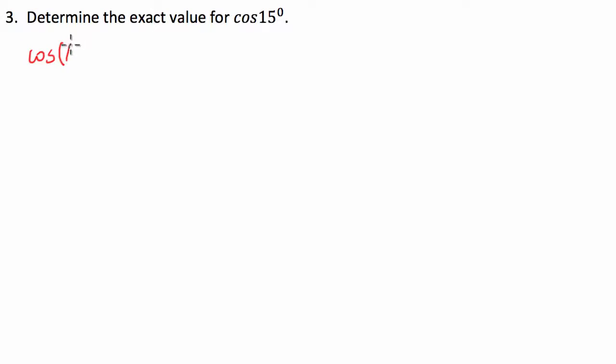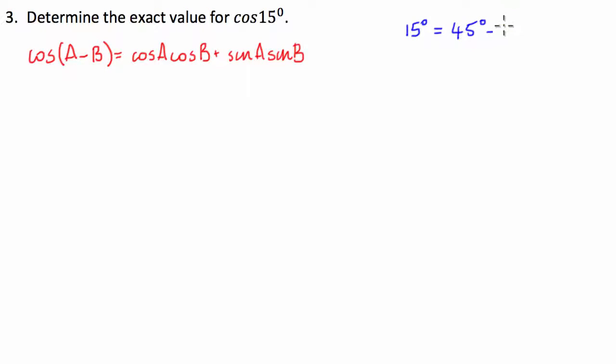cosine of A minus B trigonometric identity, because what we can say is this is the cosine of A times the cosine of B plus the sine of A times the sine of B. Now the way this is going to work is I can say that 15 degrees is equal to 45 degrees subtract 30 degrees. So I can substitute this into here.